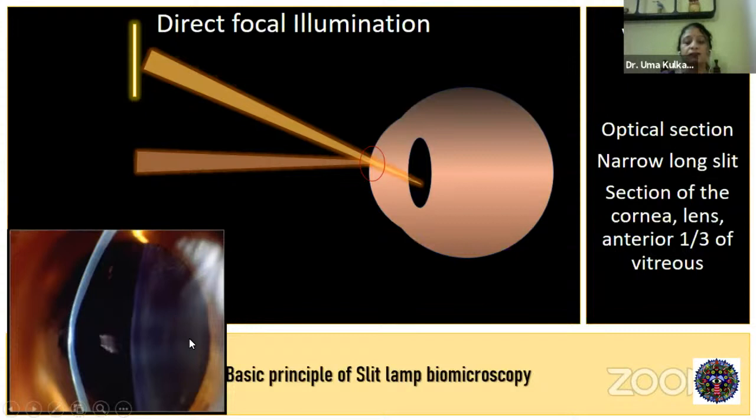You could also look at the anterior one-third of the vitreous through the slit, wherein you could see some opacities or tobacco dusting. All these structures can be seen with this. This is called a direct focal illumination with an optical section, where we use a narrow, long, elongated slit. We commonly go with this kind of illumination.